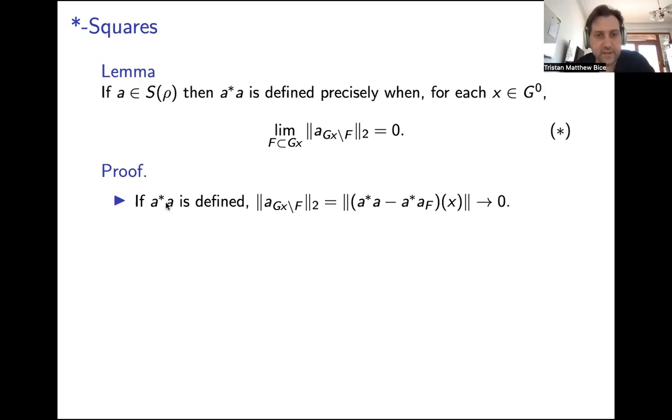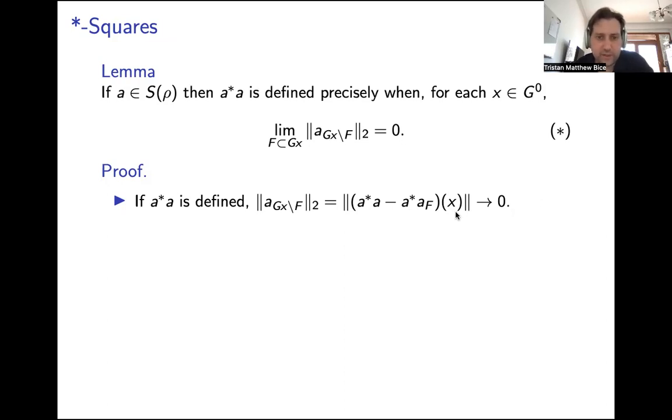Notice that if A star A is defined, then by definition the 2 norm of this is simply the norm of this at x, because we're fixing x here. And for A star A to be defined, this has to converge to this. So if this converges to this, then by definition, the norm of the difference has to go to 0. Okay, so that's sort of the easy part.